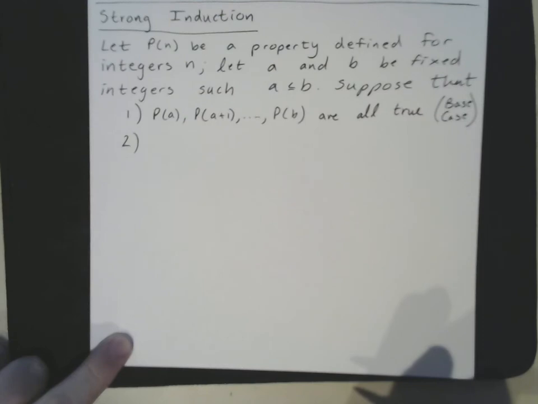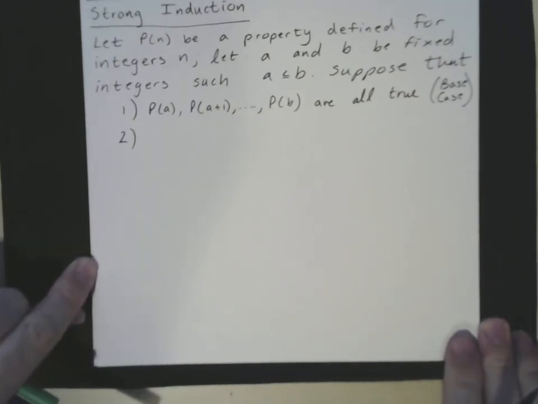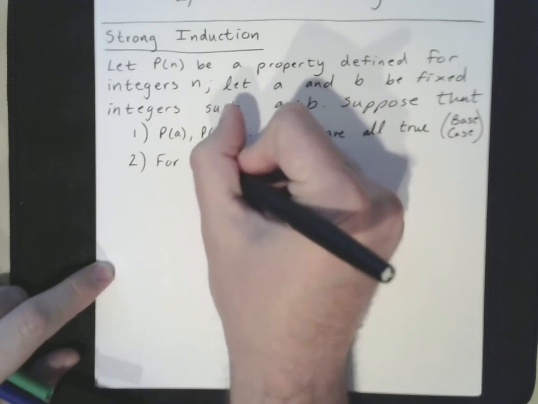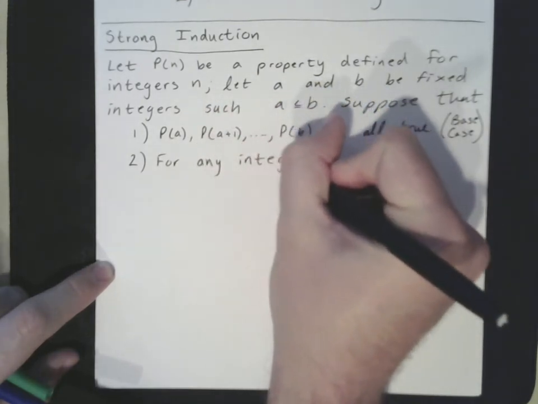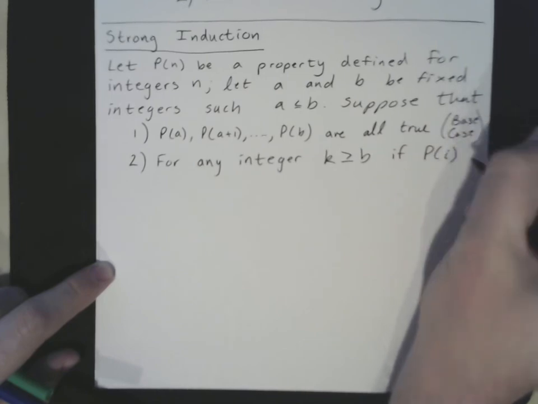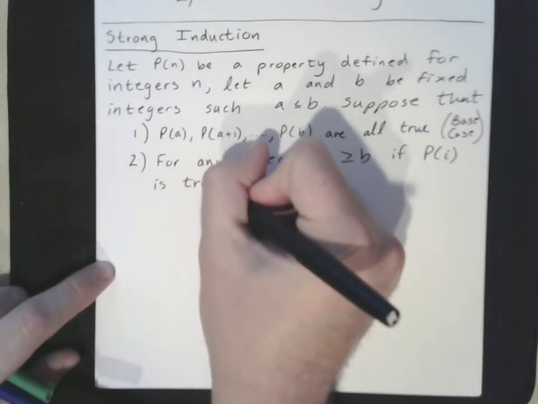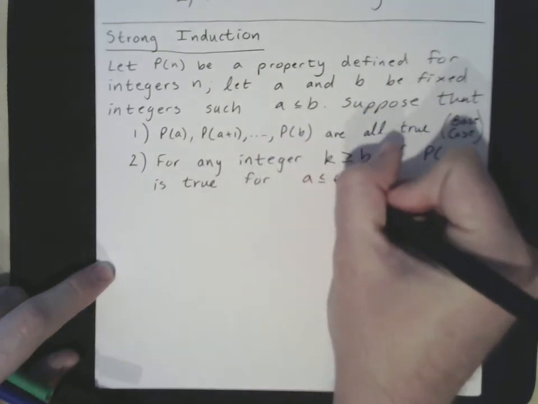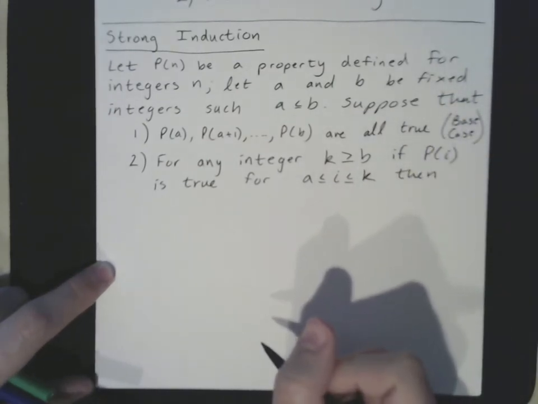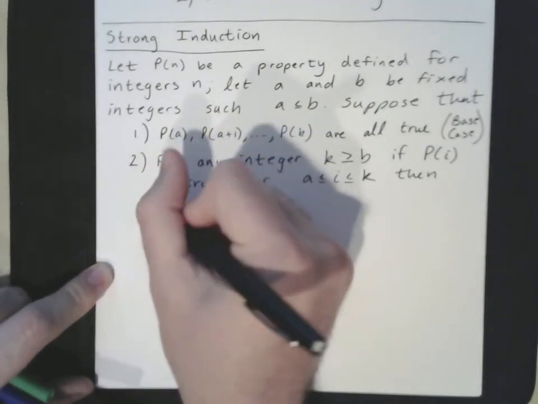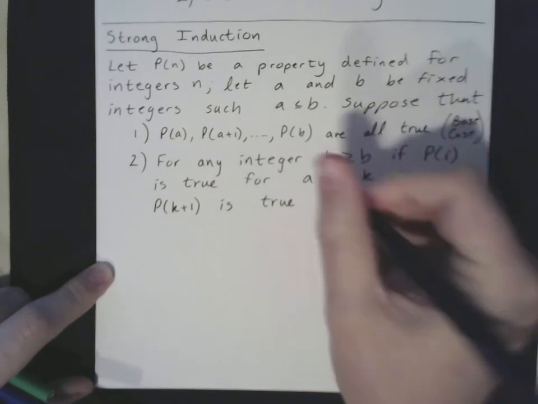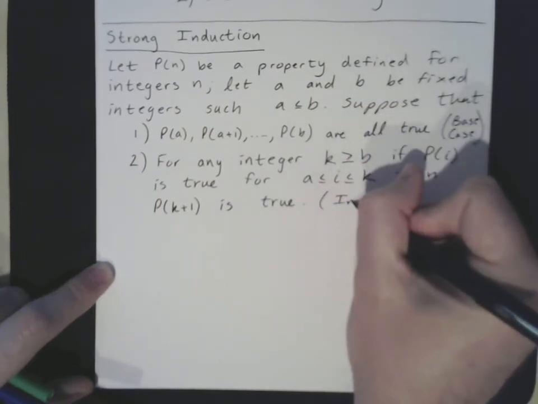The second thing in the principle, not the principle, but in the strong induction setup, is for any integer k greater than or equal to b, if P of i is true for a less than or equal to i less than or equal to k, then P of k plus 1 is true. This is the inductive step, or the inductive hypothesis step.